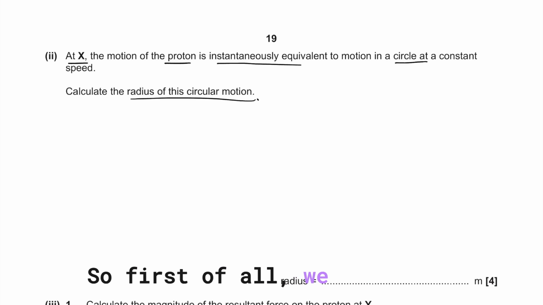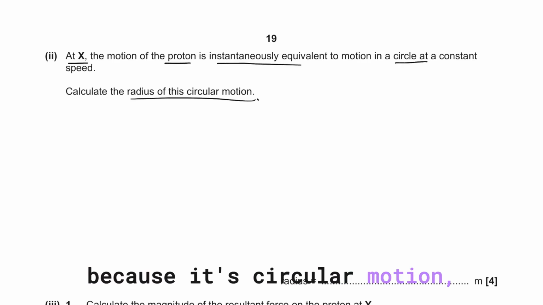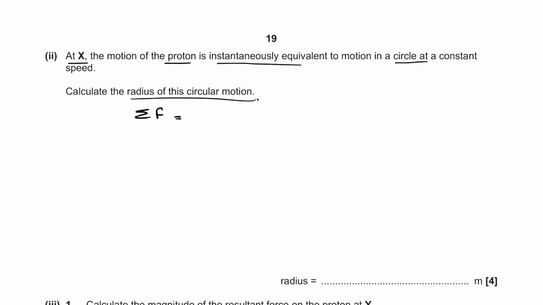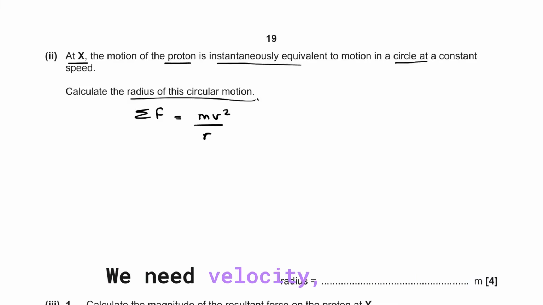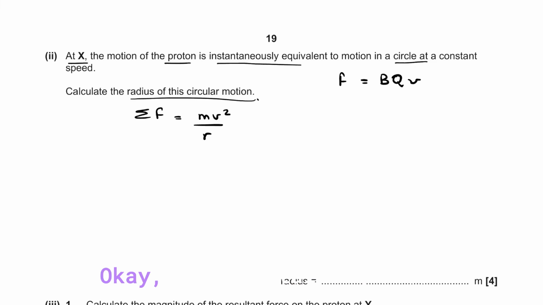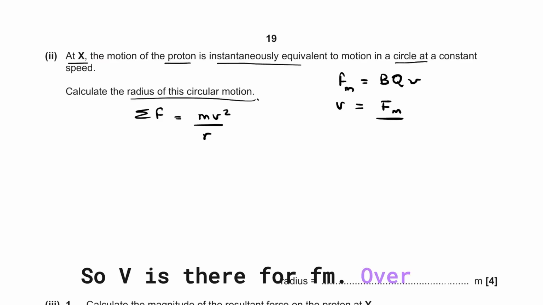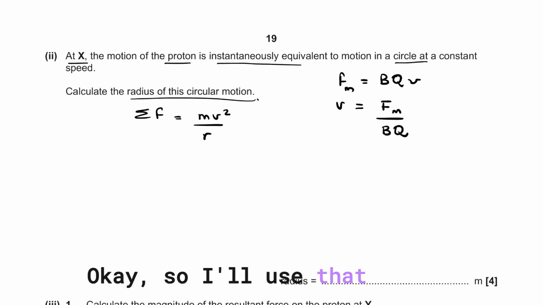So first of all, we know that because it's circular motion, there will be a resultant force, and that would be mv squared over r. And we can work out r by rearranging, but we need the velocity first of all, and we also need to work out the resultant force. I would work out the velocity by using F = BQV, and I'm talking about the magnetic force over here, so I'll just label it as FM. So V is therefore FM over BQ. Okay, so I'll use that later.